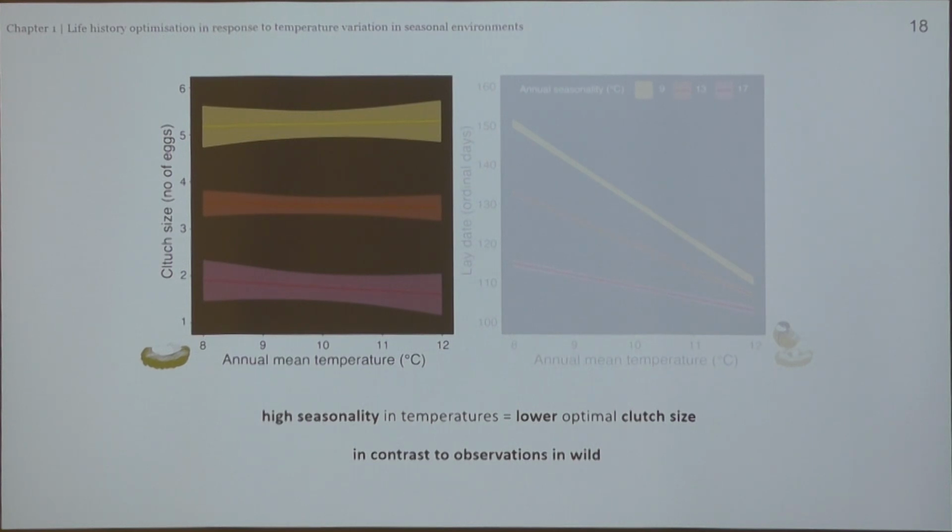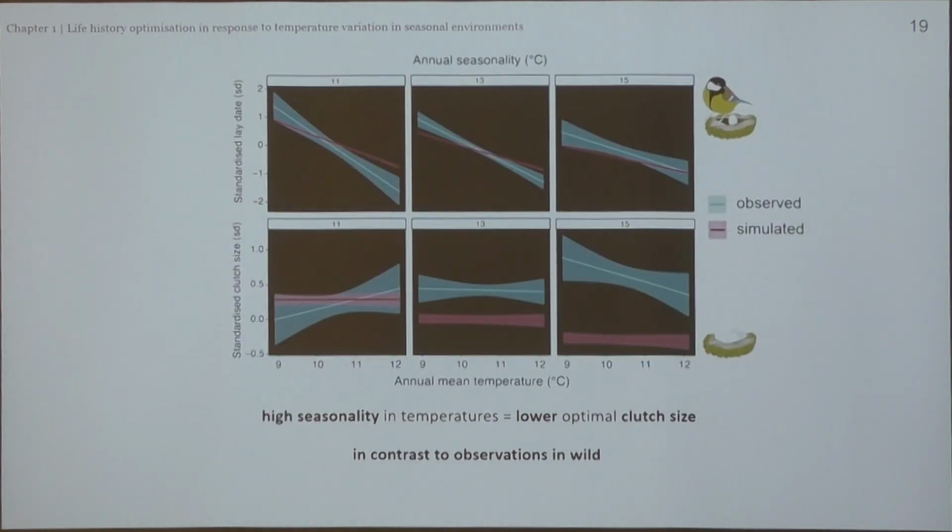However, this seems to be in contrast to what we observe in the wild. And here I'm showing a comparison between our simulated results, so those lines are shown in pink, and also the observed trends. And these trends come from the long-term Wytham Woods data set. So this includes over 60 years of data on the reproductive behavior of great tits, from which I managed to calculate these lines of what happens to their laying time as you move along different values of annual mean temperature and seasonality. And you can see that laying dates correlate well with the simulated results, where observed trends also show an earlier laying in response to higher annual means, but this advance happens to a lesser degree under high seasonality.